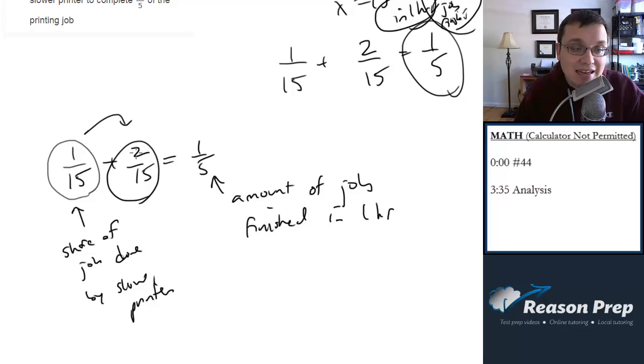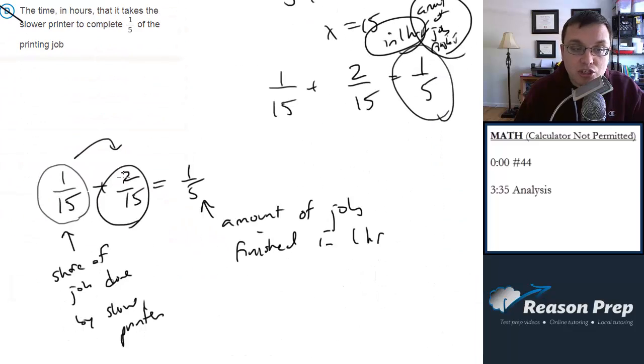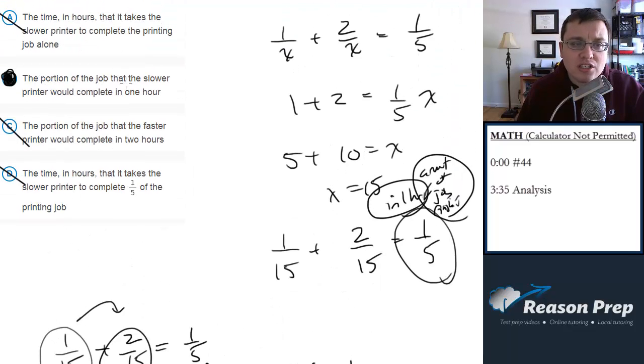And it makes sense that it's 2/15 compared to 1/15 because, as we saw in the problem, the fast printer is twice as fast. So it's going to do twice the work that the slow printer is going to do. And then in that hour, when you add up their contributions, you get 1/5. So then over the next 4 hours, you're going to finish the job. So that is why this represents, as you can see in choice B, the portion of the job that the slower printer would complete in 1 hour.